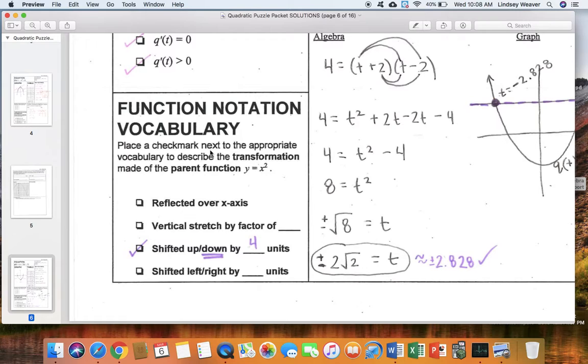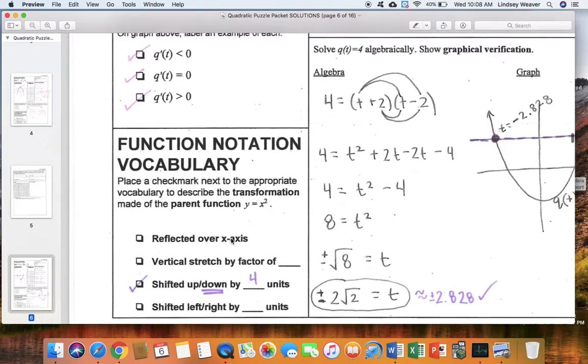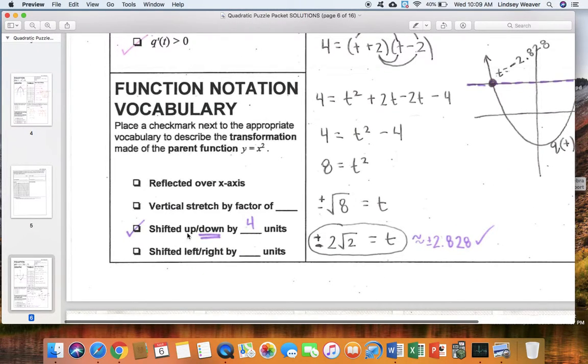The only thing that happened here is that it didn't get flipped upside down. Our a value is still 1. It did not get shifted left or right. The vertex just got shifted down 4, to -4. So that's the only thing that we should have checked there.